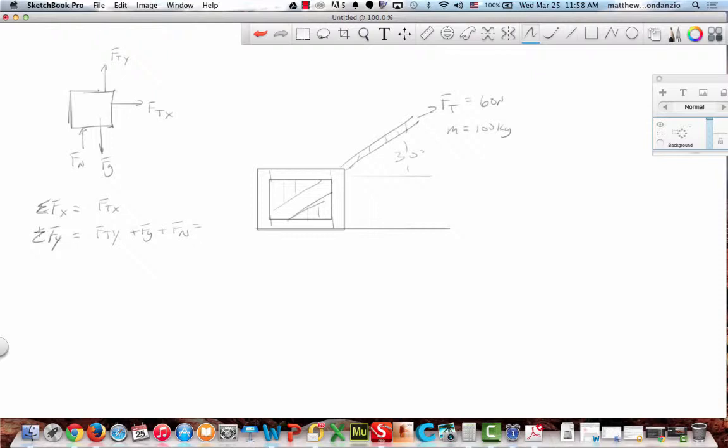When we assume it equals 0, what are we assuming about the crate and the ground? It's not moving, it's resting on the ground. That's if we have our sum of force equals 0.